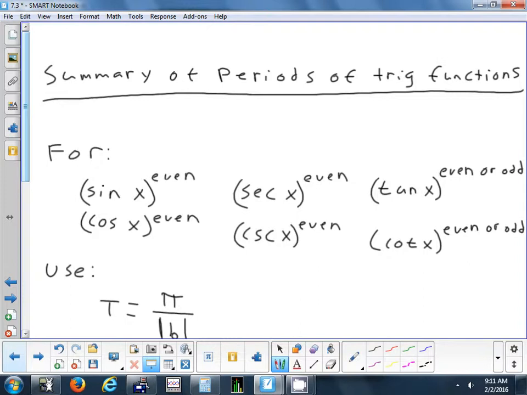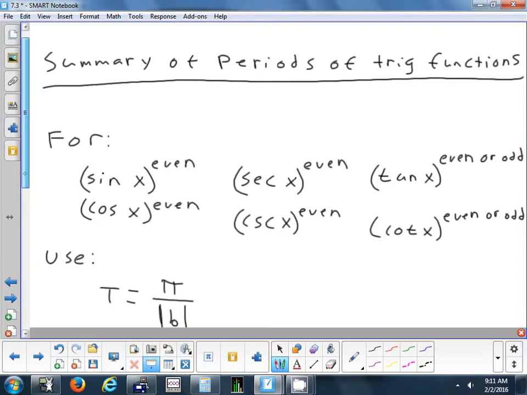We know for sine it's different. Sine is 2 pi. Sine squared would be pi. Sine to the 4th, we would use pi over b. Sine to the 12th, pi over b. Sine to any even power, this is your formula for finding the period. And this is the formula you use most of the time, pi over b.